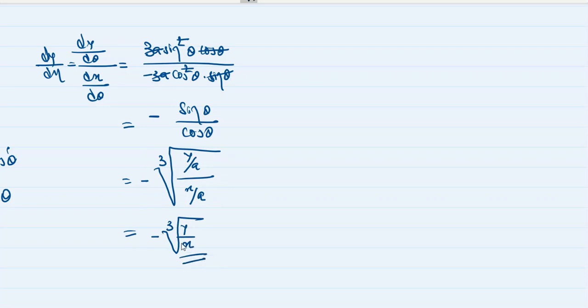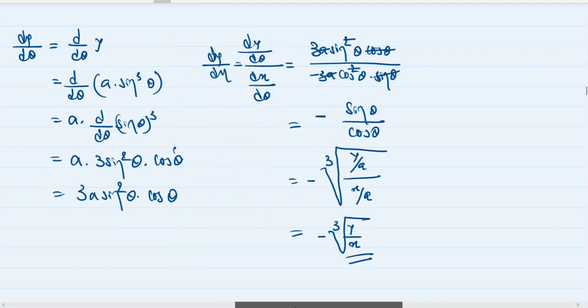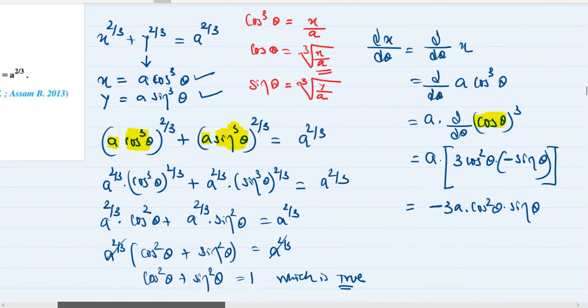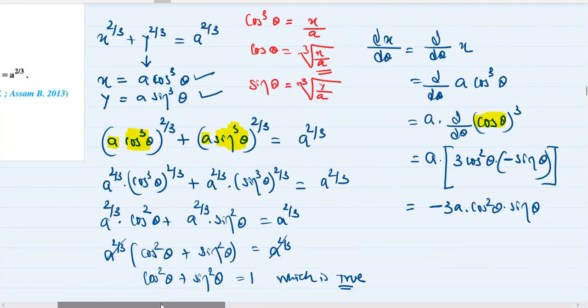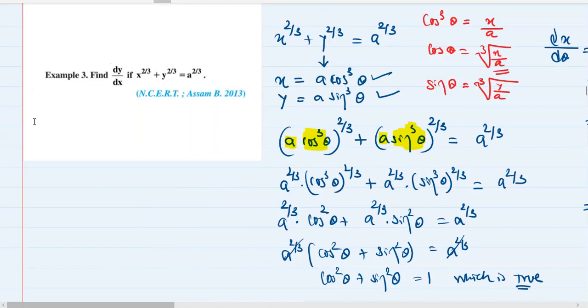So we represented our answer not in terms of theta but in terms of x and y, because our original equation was in terms of x and y, which we converted into parametric equations. We found parametric equations, and then we differentiated and we found dy by dx. Okay, so I hope it is clear now.